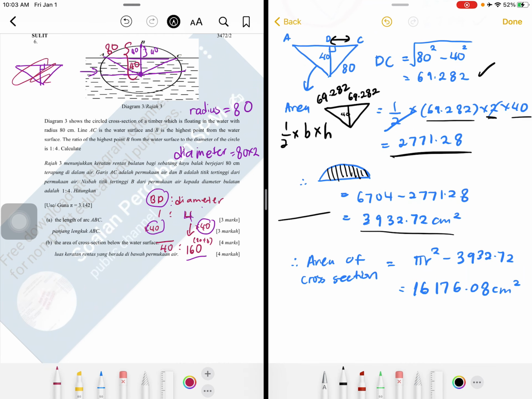To get the area of the cross section yang bawah ni tadi, dia sebenarnya datang daripada bentuk bulatan. Okay, so that's why I got pi r square kat sini. So bulatan tolakkan dengan yang atas tadi 39.32. So I dapatlah 16176.08. End of section A.